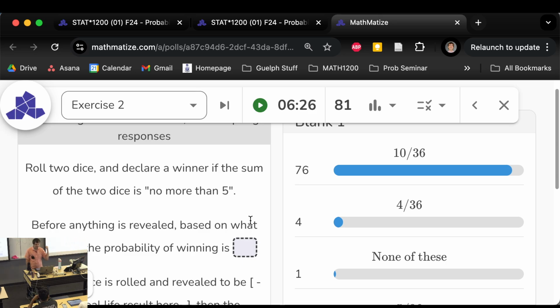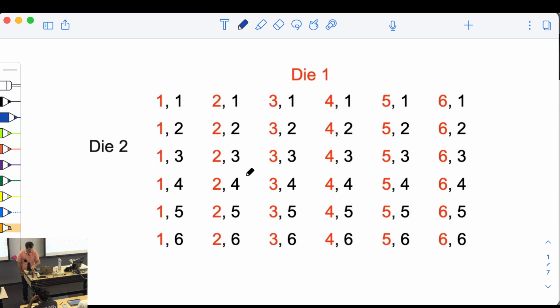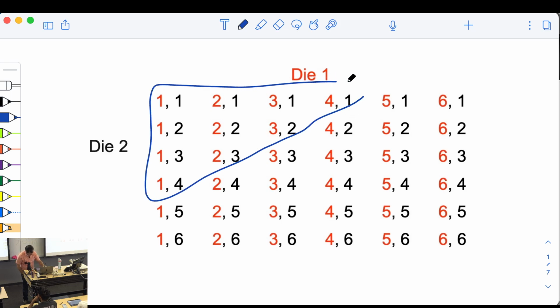And 76 people thought it was 10 out of 36. I also think it's 10 out of 36. I think that's the right answer. Let's do a little quick picture. So remember, the diagonals sort of contain this thing. So here's the thing. The sum of the dice is no more than 5 is this little triangular piece that looks like this.